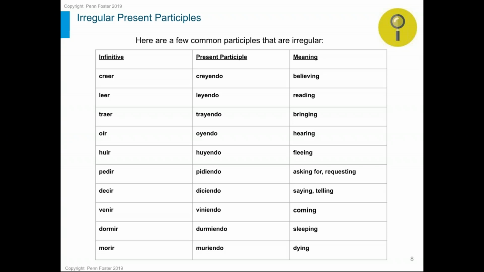And for the last 2, the third type of common irregular present participle is an O to U change. If you notice, dormir has an O, but its present participle has a U. Morir has an O, and again, likewise, its present participle has a U. So the same steps would apply if you're using any of these verbs to be conjugated, just the fact that the second part, the present participle, would be irregular, not following the regular rules.